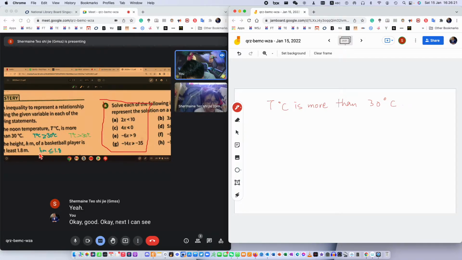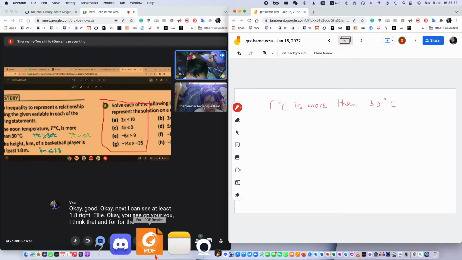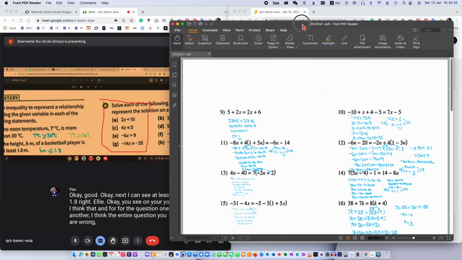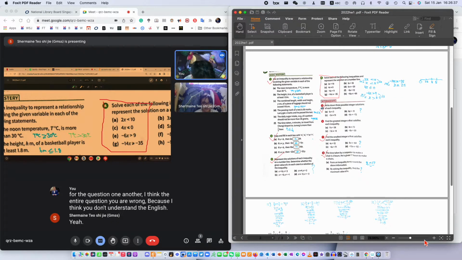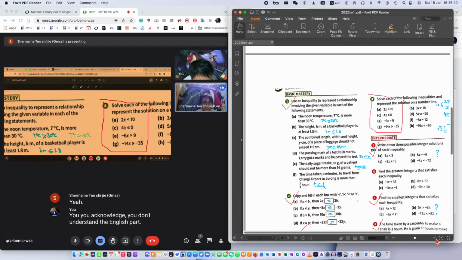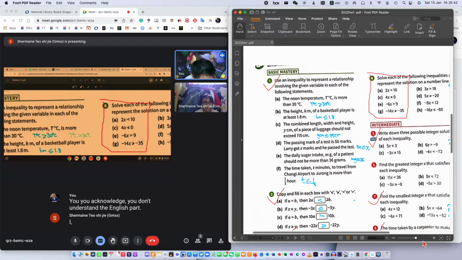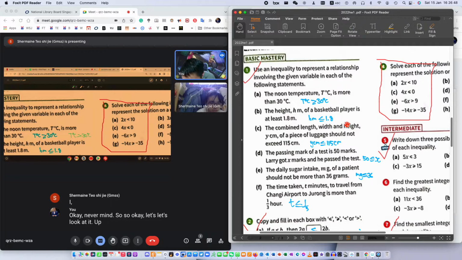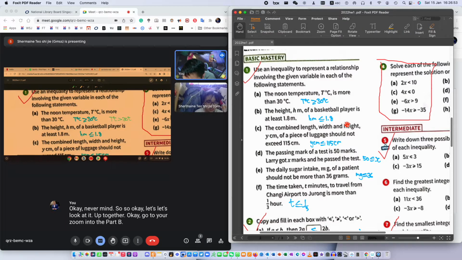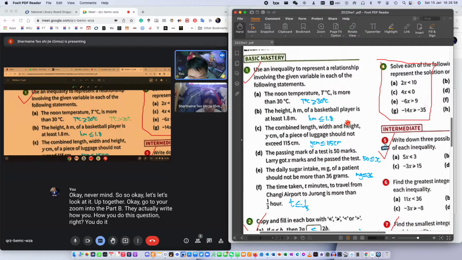Can you see? At least 1.8, right? You see, I think that for question one, the entire question you are wrong, because I think you don't understand the English. Or you acknowledge you don't understand the English part. Never mind. So let's look at it together. Go and zoom into part B. Actually, how you do this question is you do it using a number line.